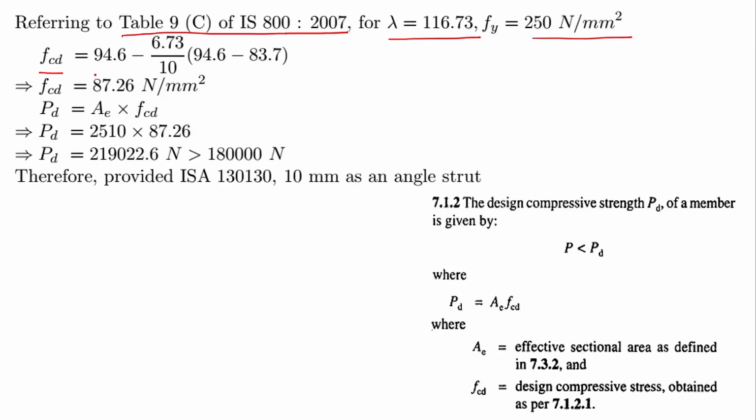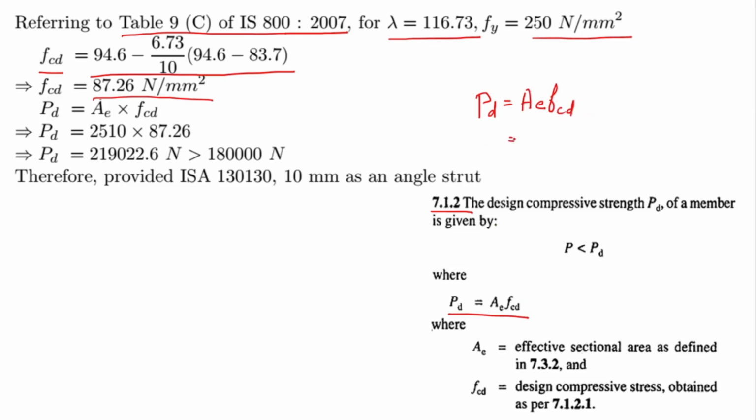Here we have interpolated like we did in the previous step. So finally the FCD is calculated as 87.26 Newton per mm square. Next we have to calculate the design compressive strength PD. Same steps we have to follow. Clause number 7.1.2, the expression for PD is given, which is AE into FCD.